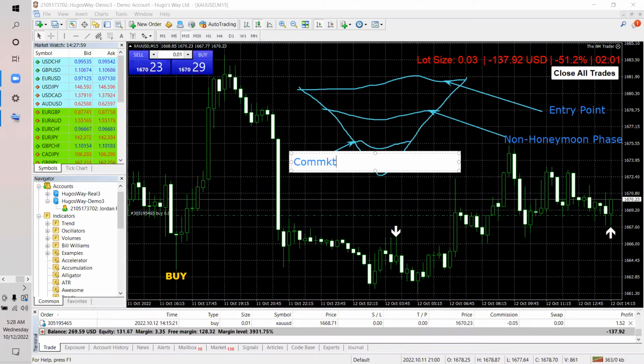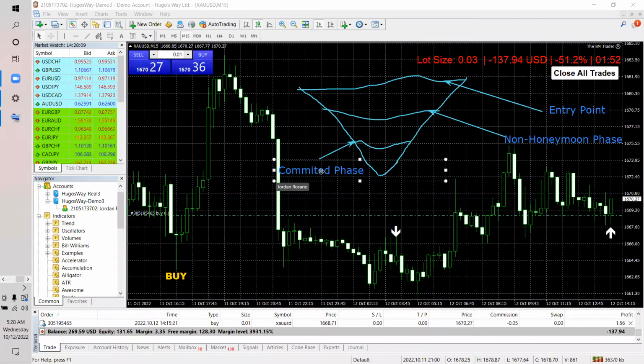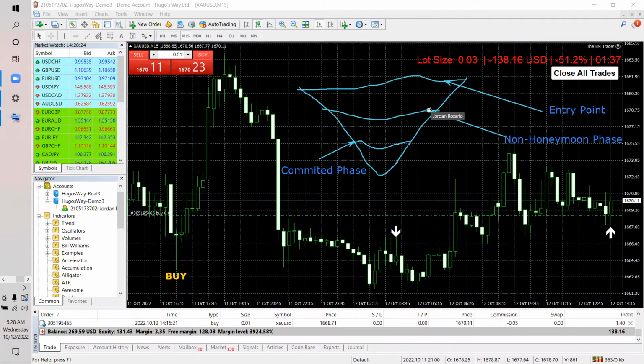committed phase. See, I don't believe you make a commitment to this unless you go through this a couple of times over. For example, I do believe our journey started at the entry point. Then as we busted our live account, we went to the non-honeymoon phase. And now as we've tested a few different strategies, some strategies have been working, some have not. There have been a couple of bloated accounts here and there. Now we're in the committed phase.